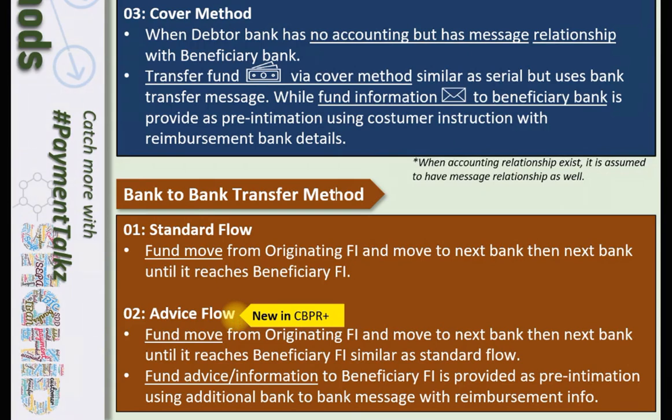So that is called the advice method. It is new in CBPR plus, or we can better say it is recognized in a well-defined manner in CBPR plus with a different name, that is advice, or typically called ATV. In the existing MT world it was also happening, but may not have been very well organized or defined, so there is no particular name for it, but it existed, though not very prominent. We will see how these messages flow one by one. Let's start with the customer transfer first in the next slide.